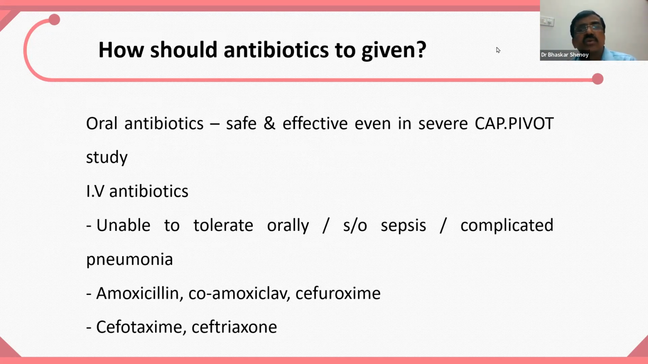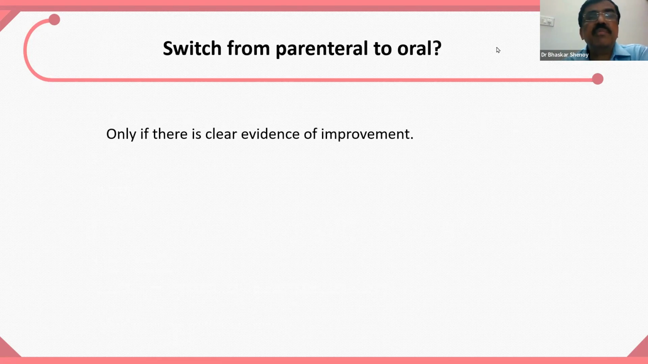How should we give? In a community acquired pneumonia, it is oral, and a child who is very sick, who is unable to take orally, has signs of sepsis or a complicated pneumonia, we may have to give IV antibiotics, which can be amoxicillin, amoxiclav, or cefuroxime. We have to switch from parenteral to oral. There is no rule that the whole course has to be completed IV. Once the toxicity comes down, the distress comes down, the fever reduces, and the child is able to take orally, then there is a need for changing the parenteral medicine into oral.